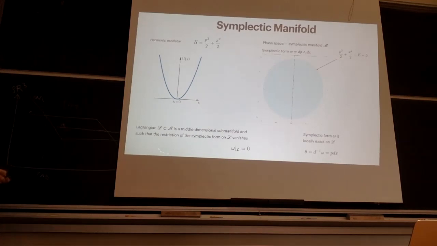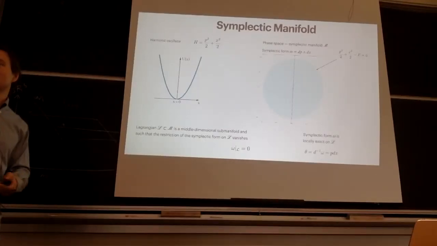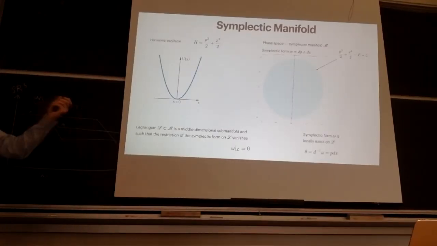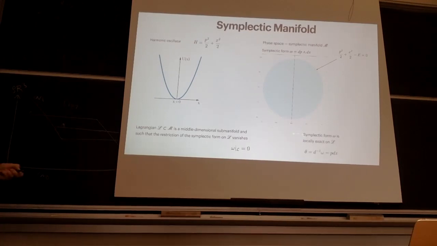Then the Lagrangians here are middle-dimensional submanifolds such that the restriction of the symplectic form on them vanishes. In this example, the Lagrangian is a bit degenerate because it's just a one-dimensional example, but you can imagine many coupled oscillators and ask a question there. So the symplectic form is locally exact on those Lagrangians. An example of a Lagrangian here is the boundary of this disk, right?